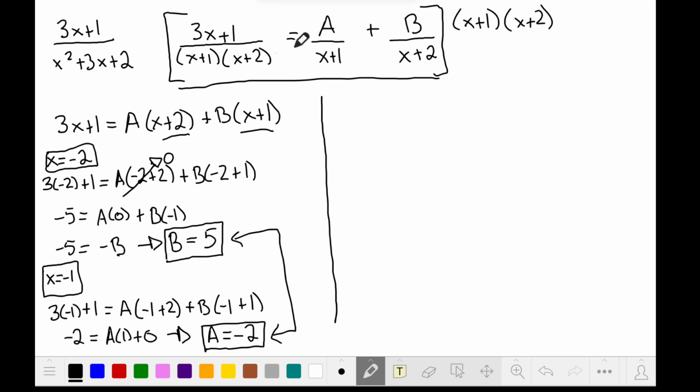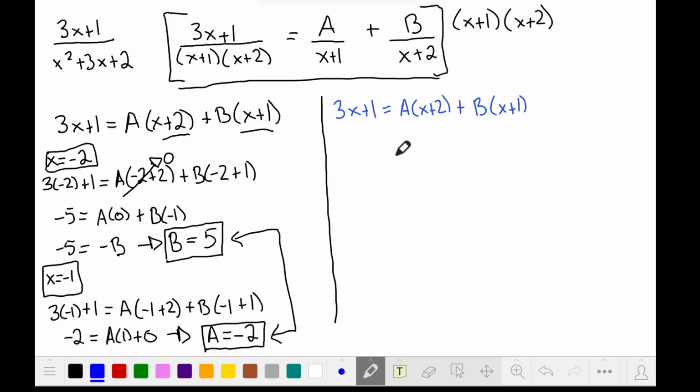So let's do it. So we start off with the same expression up top, where we multiply both sides. So on the left-hand side, we're going to get 3x plus 1, and that is going to equal, well, remember again, x plus 1 cancels, so we're going to have A of x plus 2 plus B, x plus 2 cancels, we get x plus 1. So the top is still the same. We still have 3x plus 1 equals A times x plus 2 plus B times x plus 1.